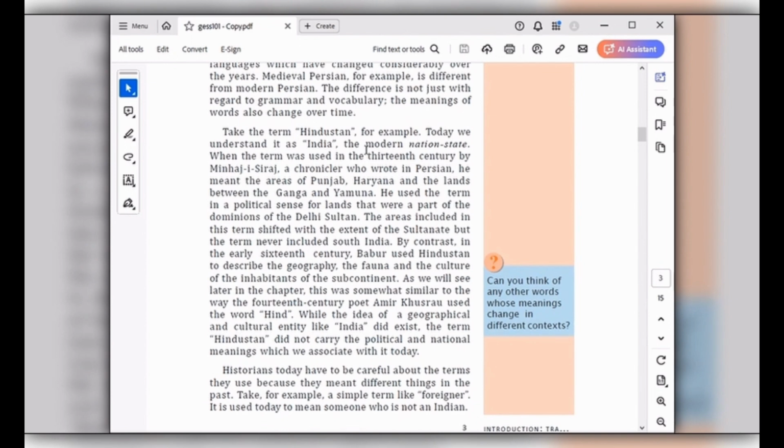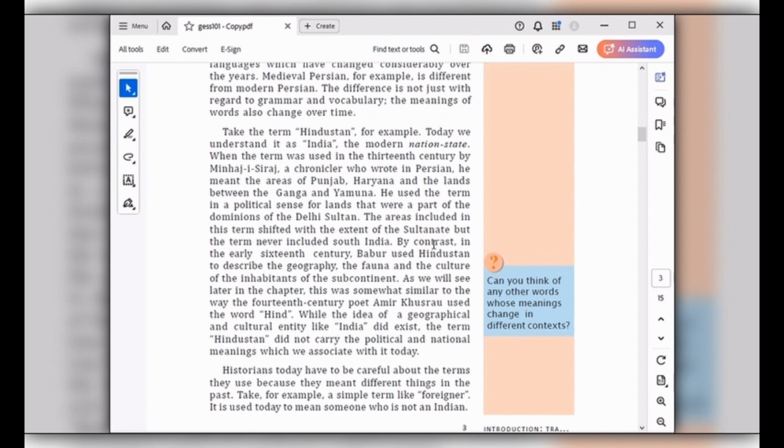When the term was used in the 13th century by Minhaj-i-Siraj, a chronicler who wrote in Persian, he meant the areas of Punjab, Haryana and the lands between the Ganga and Yamuna. He used the term in a political sense for lands that were a part of the dominions of the Delhi Sultan. The areas included in this term shifted with the extent of the Sultanate, but the term never included South India.